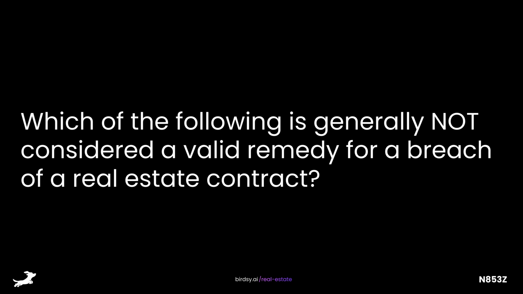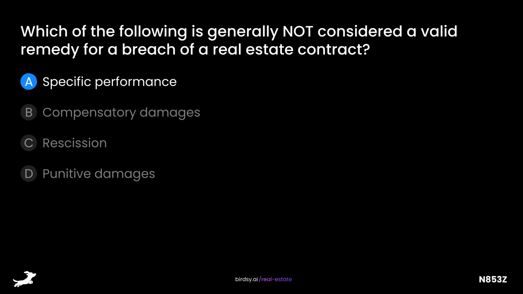Which of the following is generally not considered a valid remedy for a breach of a real estate contract? Is it A, specific performance? B, compensatory damages? C, rescission? Or D, punitive damages? The answer is D, punitive damages.